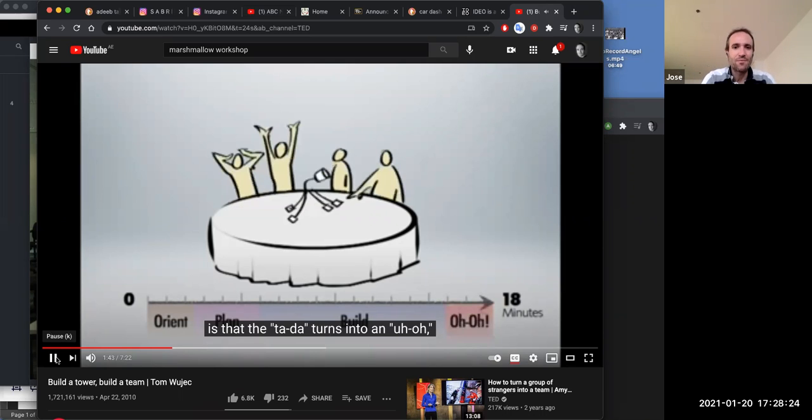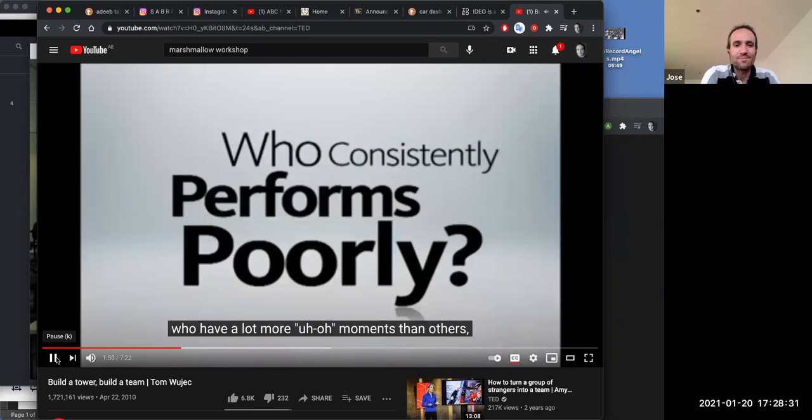The ta-da turns into an uh-oh, because the weight of the marshmallow causes the entire structure to buckle and collapse. So there are a number of people who have a lot more uh-oh moments than others.